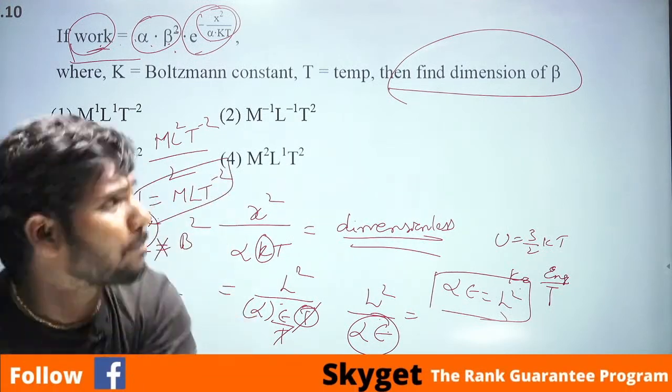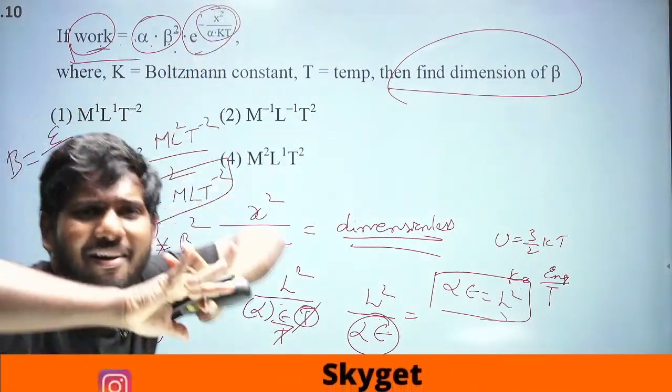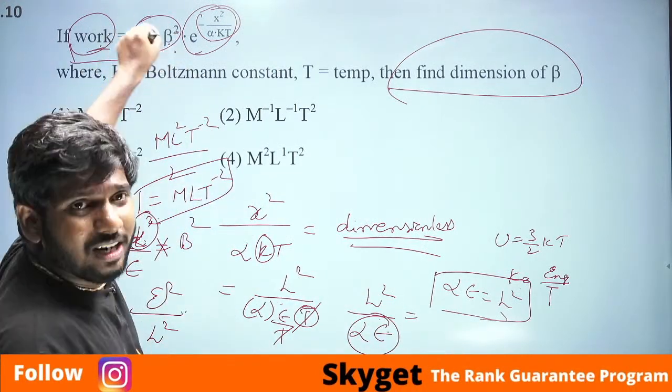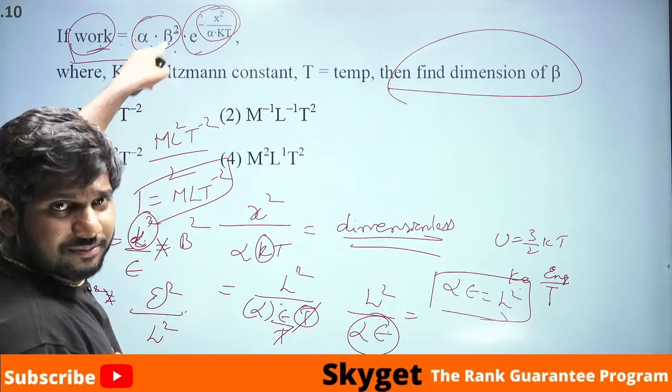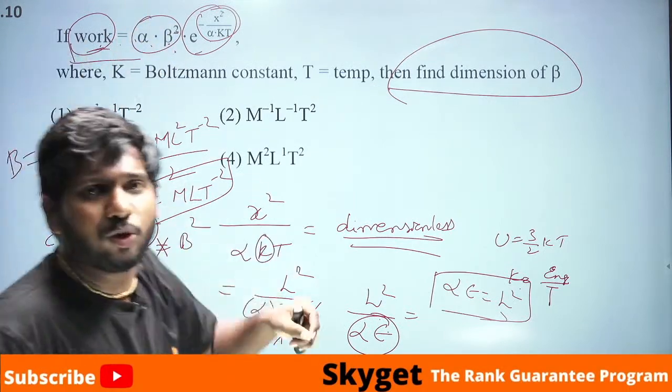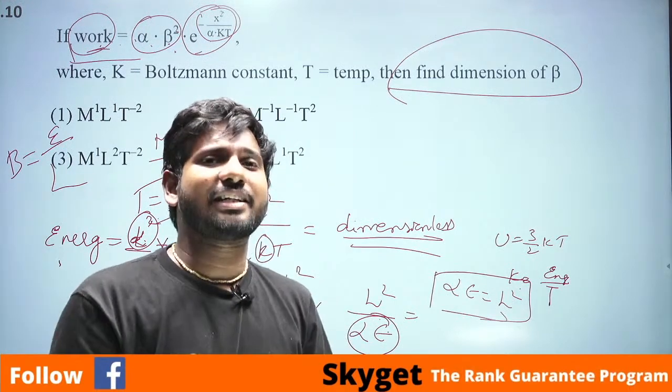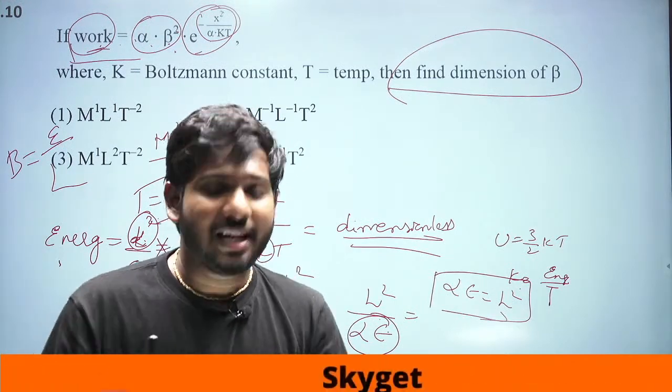This is based on a simple principle, students. E power will not have any dimensions, and also alpha beta square will have dimensions equal to work, students. So from now onwards, from the next question onwards, Vijay sir will take over and continue with the next question, students.